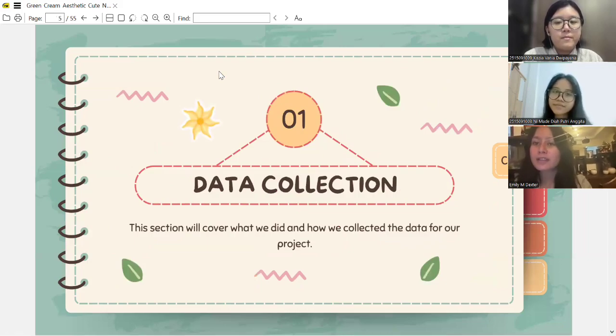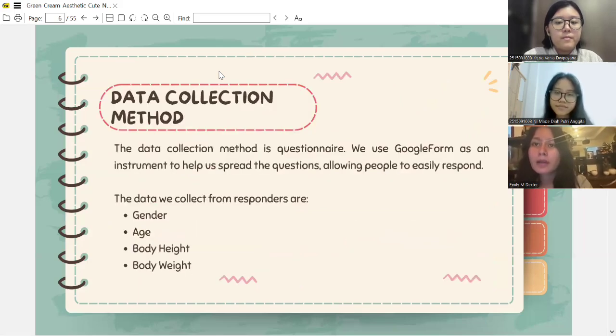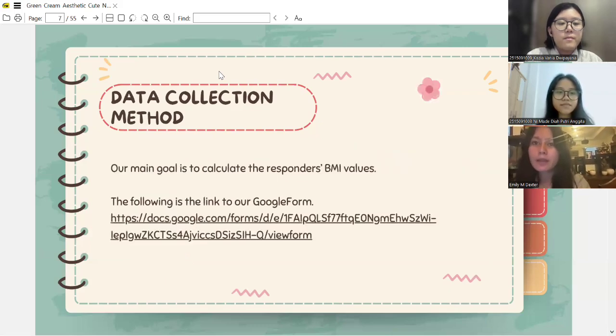The first section, data collection. The data collection method is a questionnaire. We use a Google form as an instrument to help us spread the questions, allowing people to easily respond. The data we collected from respondents were the gender, age, body height, and body weight. Our main goal in this project was to calculate the responders' BMI values. It was done using the Google form link below.